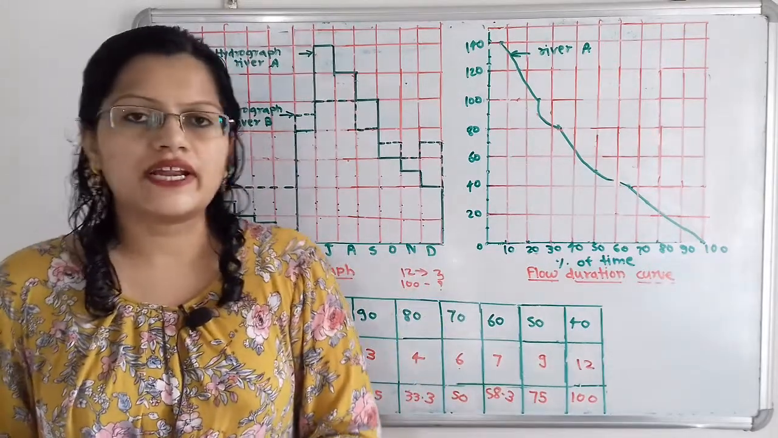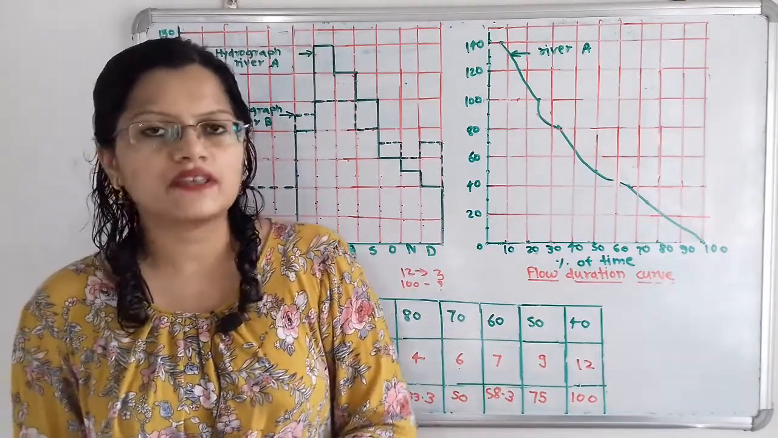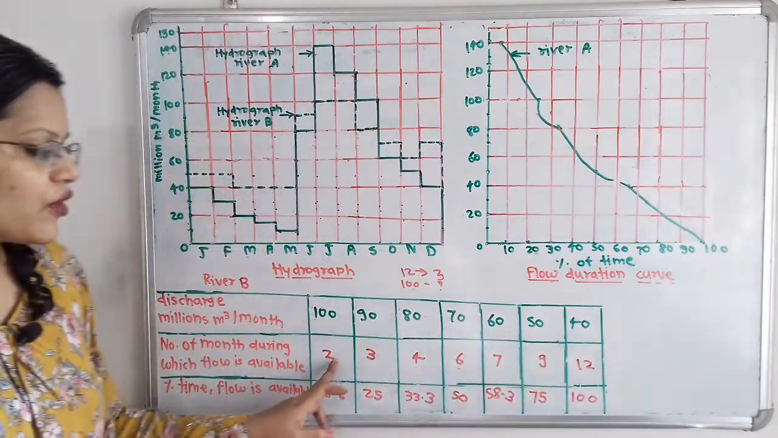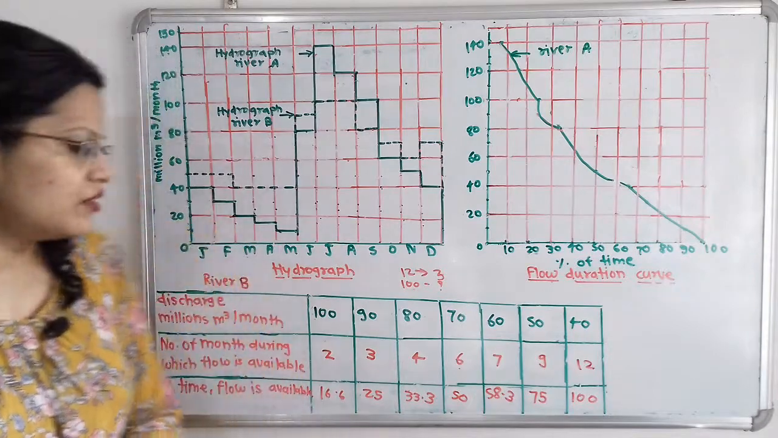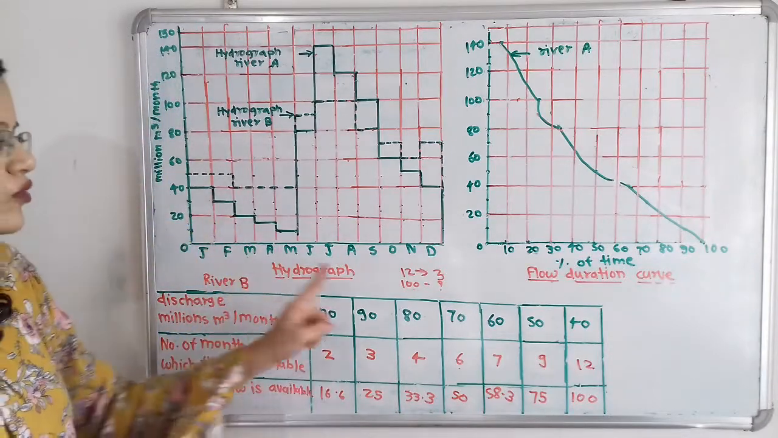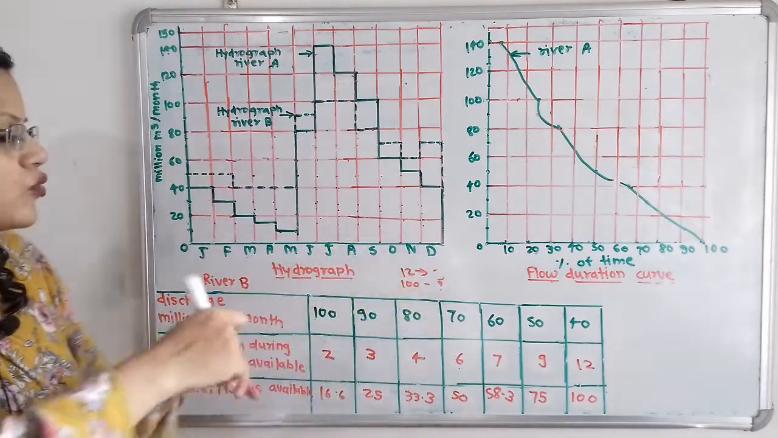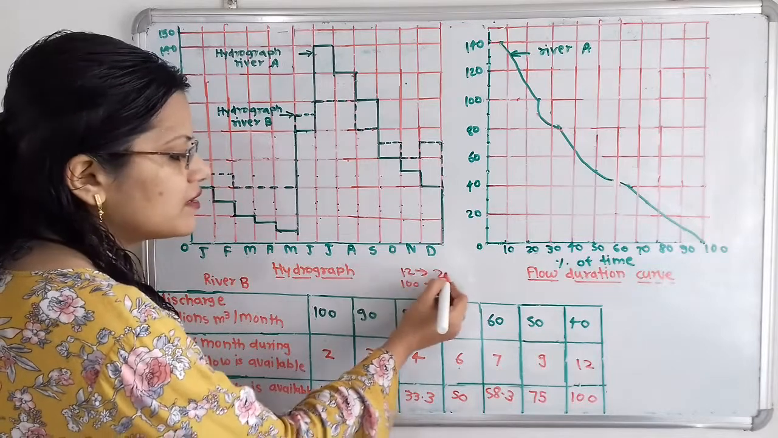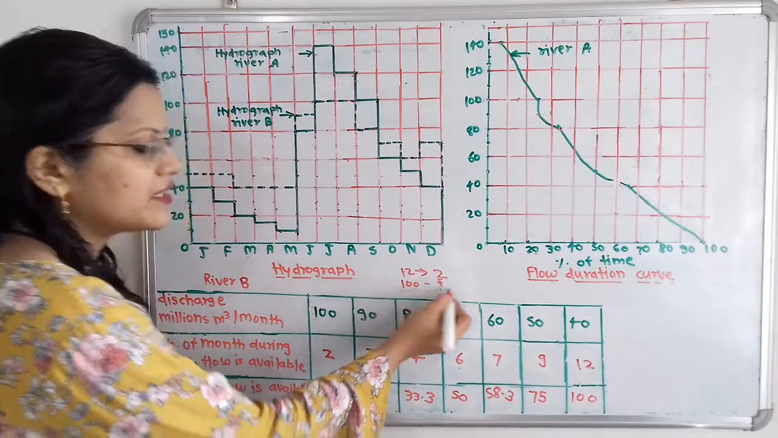Now we will calculate the percentage time where the flow is available. So this is the number of months out of total months 12. If we observe for this first column, then there are 2 months. So out of 12 months there are 2 months. So what is the percentage for this 100? So 12, here is 2, and for 100 here is question mark.